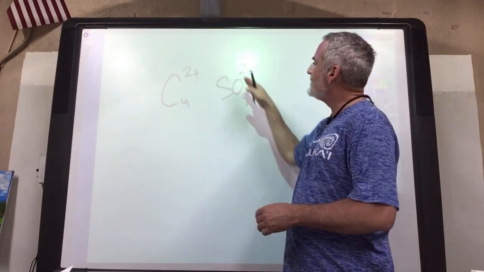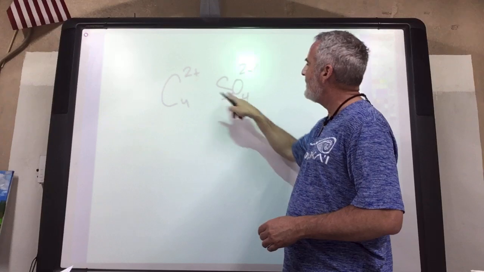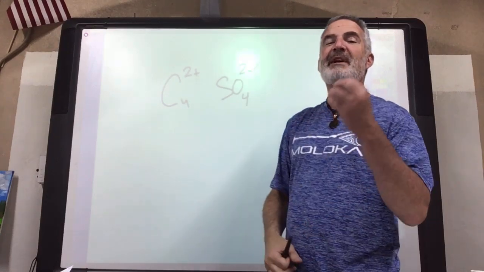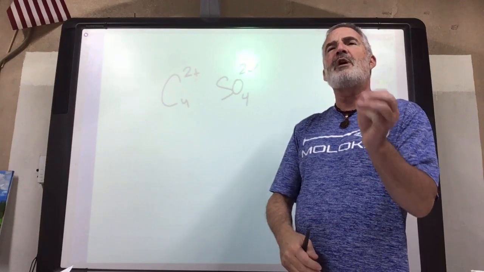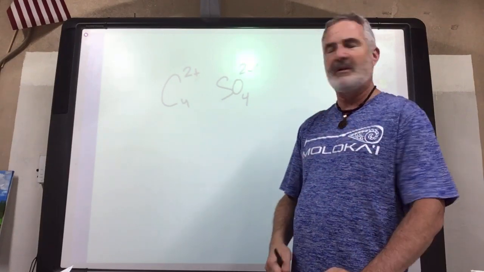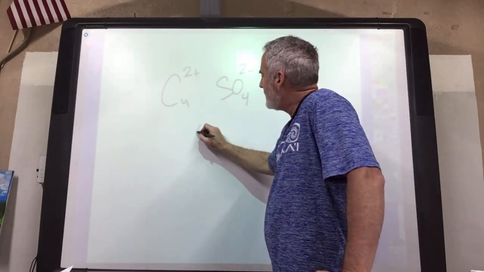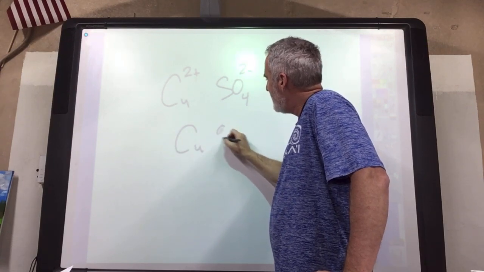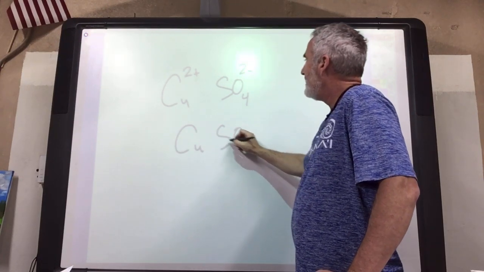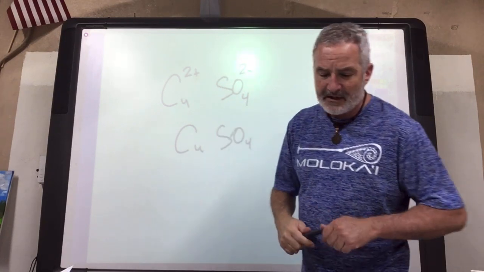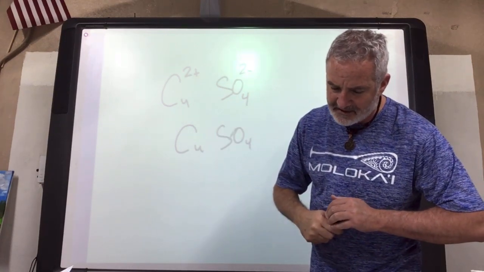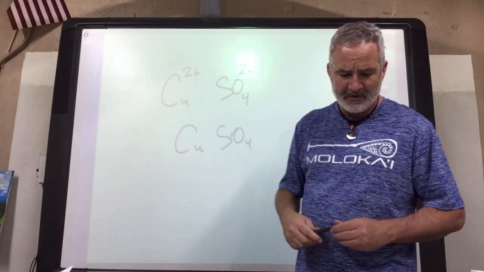All right, so we cross over the charges, and then we put a 2 there and a 2 there, but we want it to be in the smallest whole number ratio. So 2 will go into 2 one time. So we put copper, then sulfate. We don't have to put anything else, so that's it: CuSO4. That's how you do the formula.